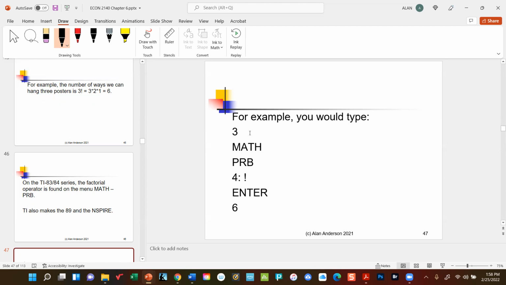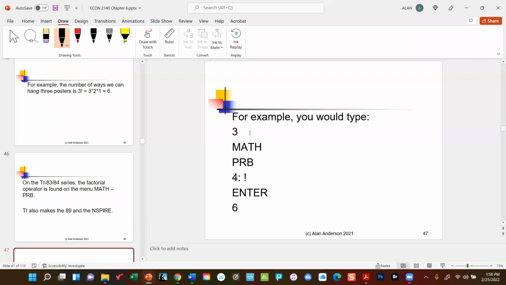And then you have to find the right menu. There's a math button in the upper left-hand corner. It's the third from the top in the far left column. Once you get there, there's a bunch of submenus. The one you want is PRB, which stands for probability. And then you scroll down to number 4. There's your exclamation point or factorial operator. Hit enter. And then you should see on the screen 3 factorial, hit enter, and it comes back with 6. And that's it.